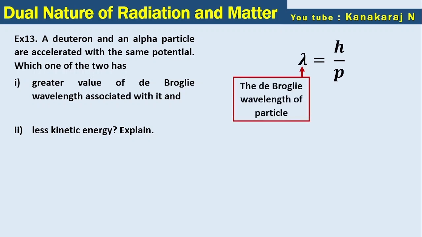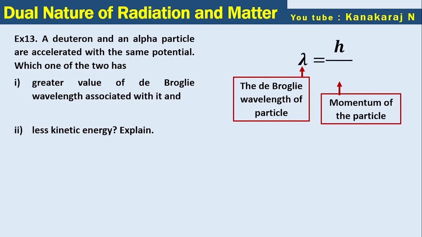Here, lambda is the de Broglie wavelength of the particle. P is the momentum of the particle. Let us write momentum as m times v. So, let us write the velocity in terms of kinetic energy. Half mv square equals K. From here we find v equals root of 2K upon m.